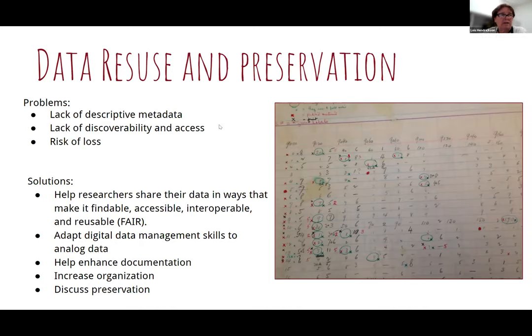Without intervention, people may not be aware that such data exists, and it may be at risk of loss. We want to raise awareness of analog data's existence and its utility in order to prompt others to investigate the feasibility of similar work at their institutions.